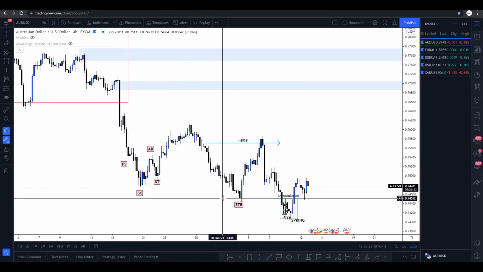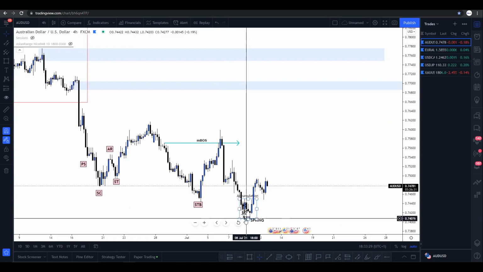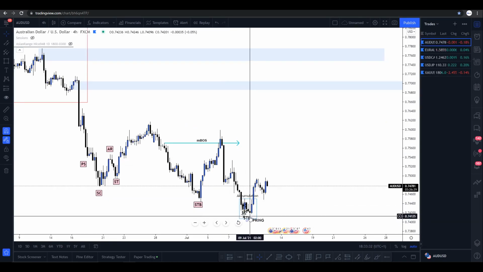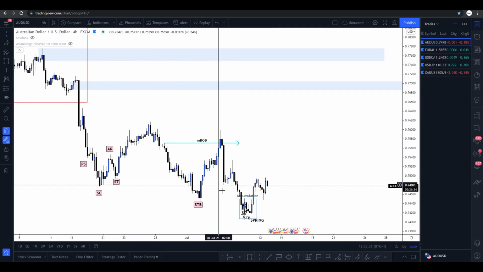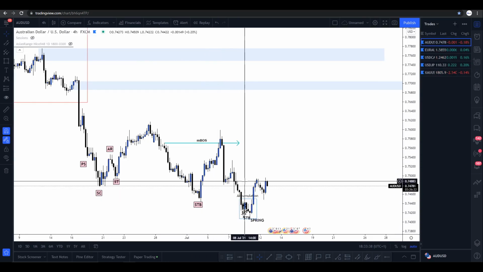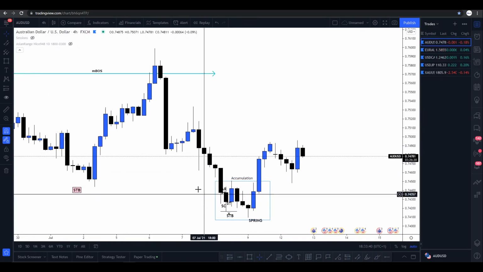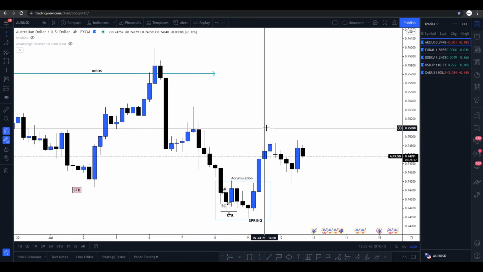And then you have your secondary test in phase B, and then this would technically be the spring. This last move down would be the spring. Now inside of this bigger time frame Wyckoff, there's more Wyckoff happening. So what I did is I zoomed into this area where price consolidated and pushed up.